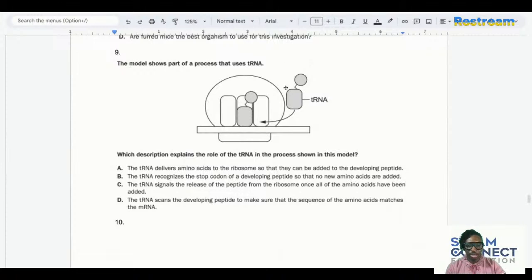All right, so you said the tRNA scans the developing peptide to make sure that the sequence of the amino acids matches the messenger RNA. That would be correct for a particular type of RNA, but not the tRNA. Okay, so let's simply talk about this.